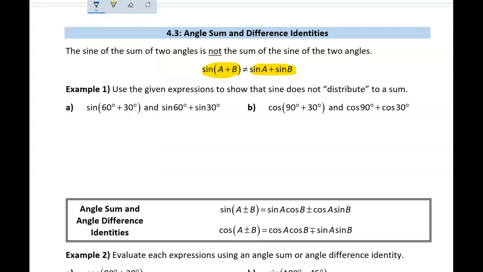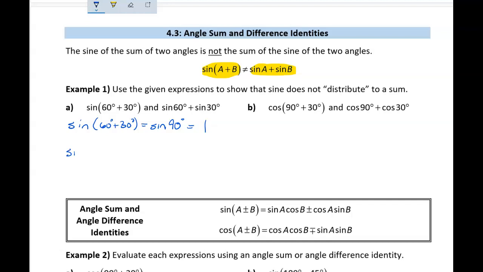So, for instance, in example 1a, if I wanted to find the sine of 60 degrees plus 30 degrees, the parentheses would tell us that we need to do the 60 degrees plus the 30 degrees first, and then we get sine of 90 degrees, and sine of 90 degrees is equal to 1.